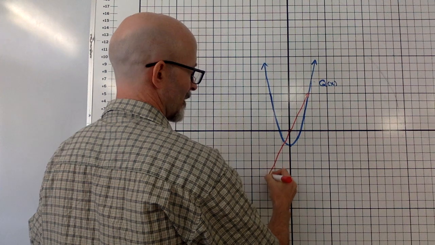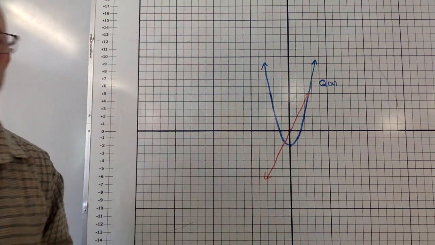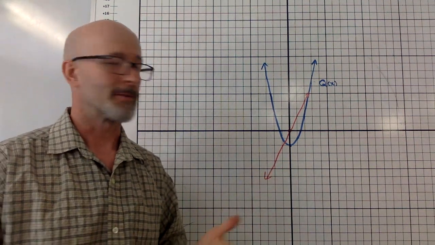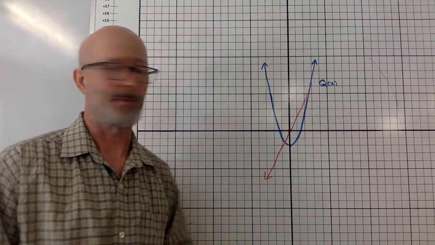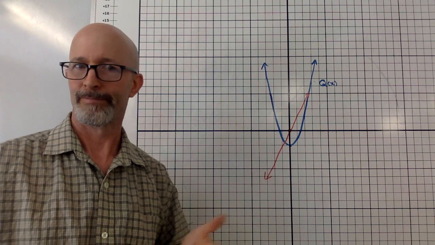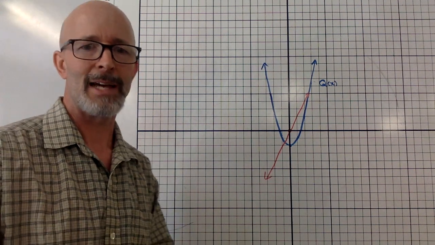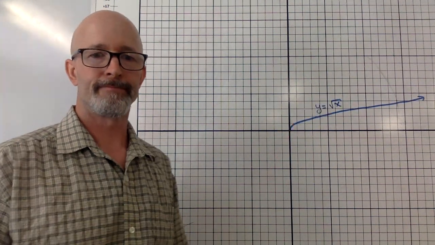By the way, I want to point out that if you haven't noticed this before, the derivative of this quadratic function right here, the derivative happens to be a line. Interesting. Okay, let's take a look at a couple more.